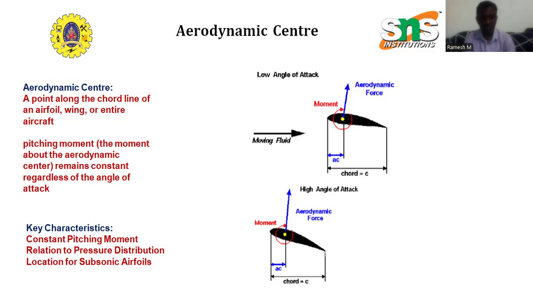So that's all about aerodynamic center in this class. Once again, I'm just concluding. For symmetric airfoils, the aerodynamic moment about the aerodynamic center is zero for all angles of attack. With the camber, the moment is non-zero. It is normally negative for positive camber and constant for thin airfoils.